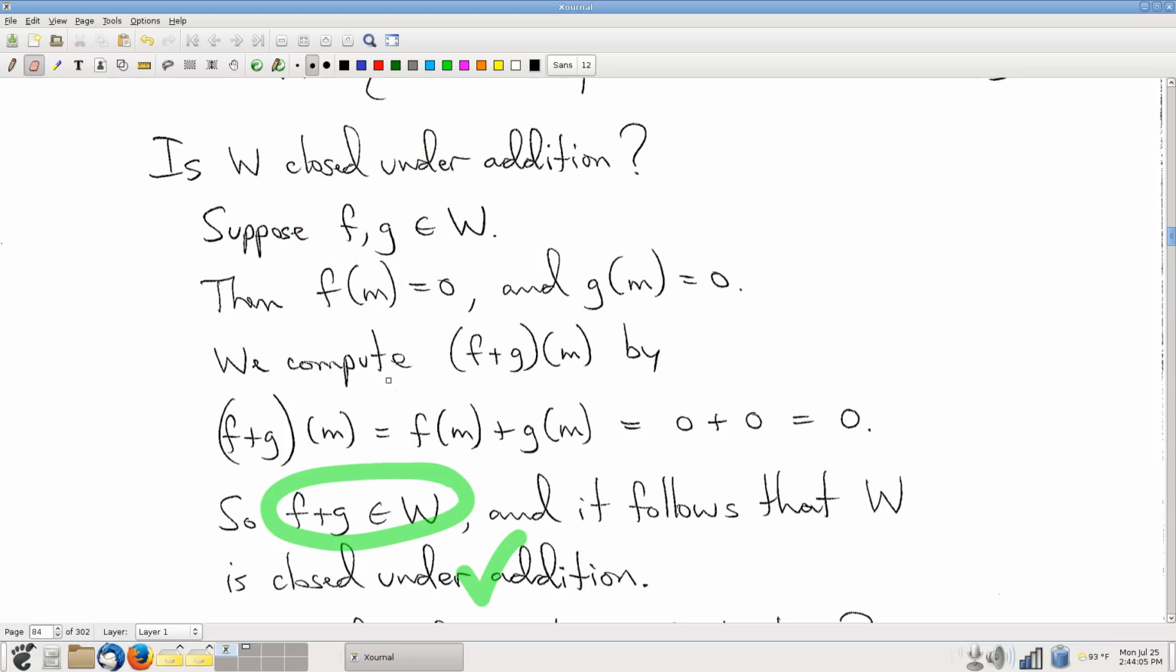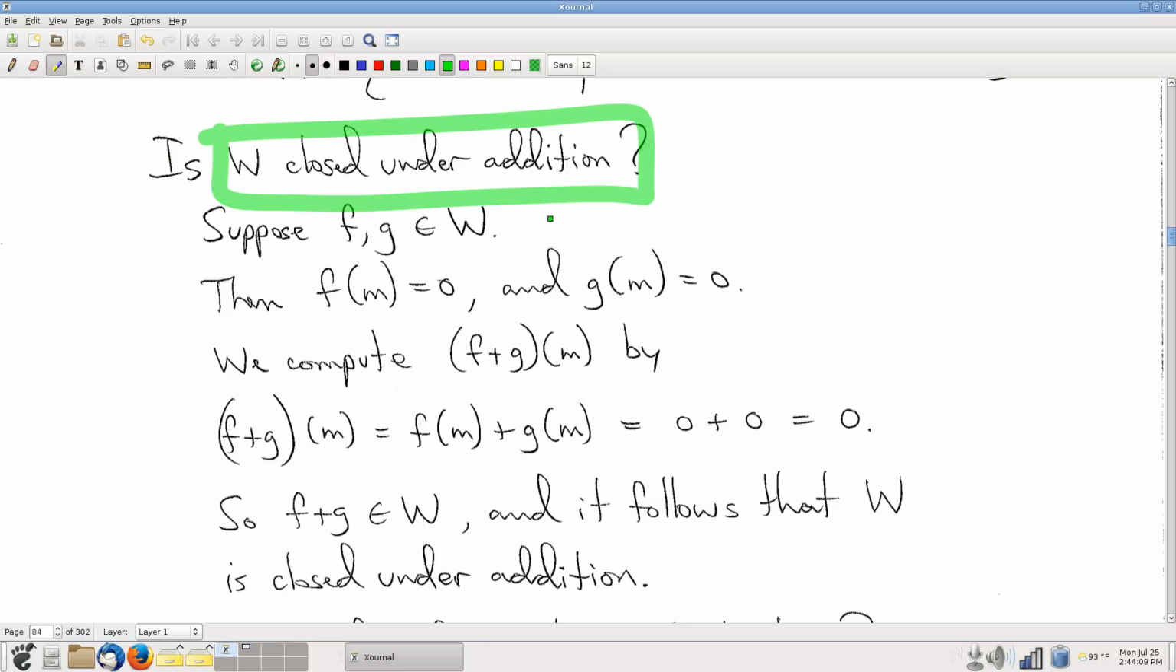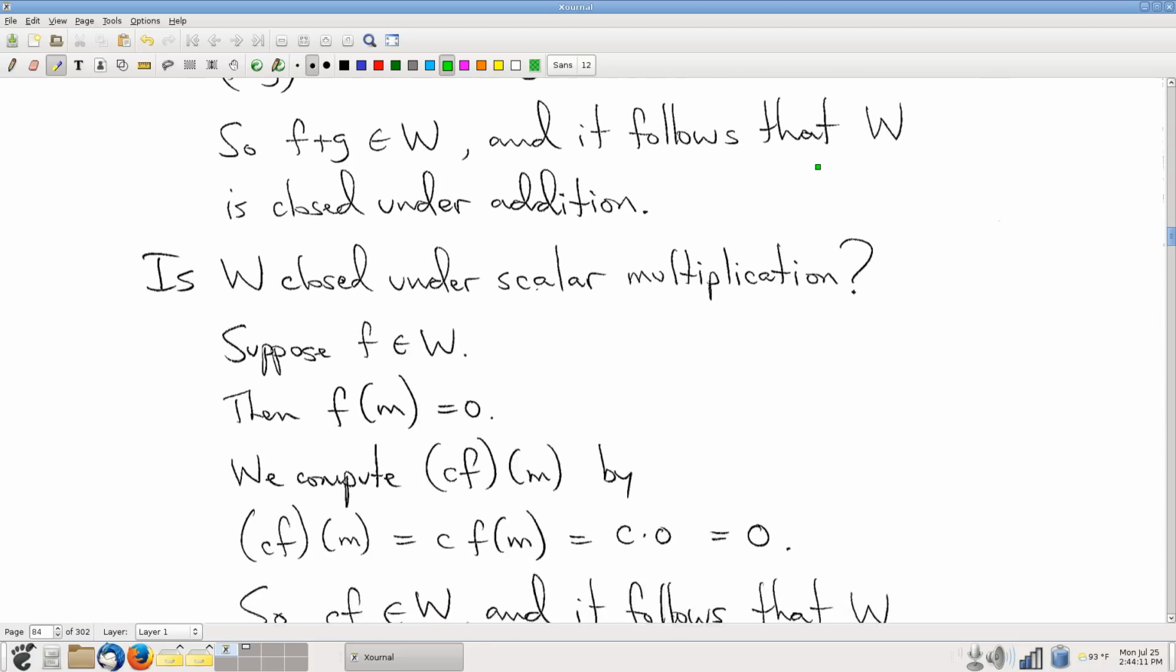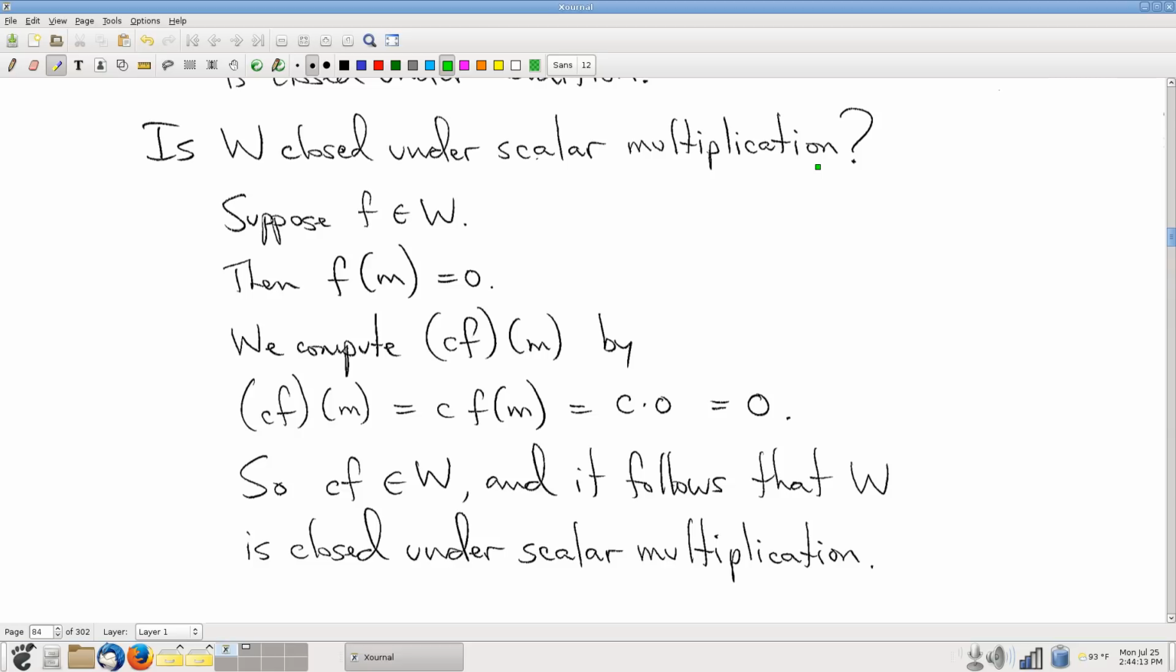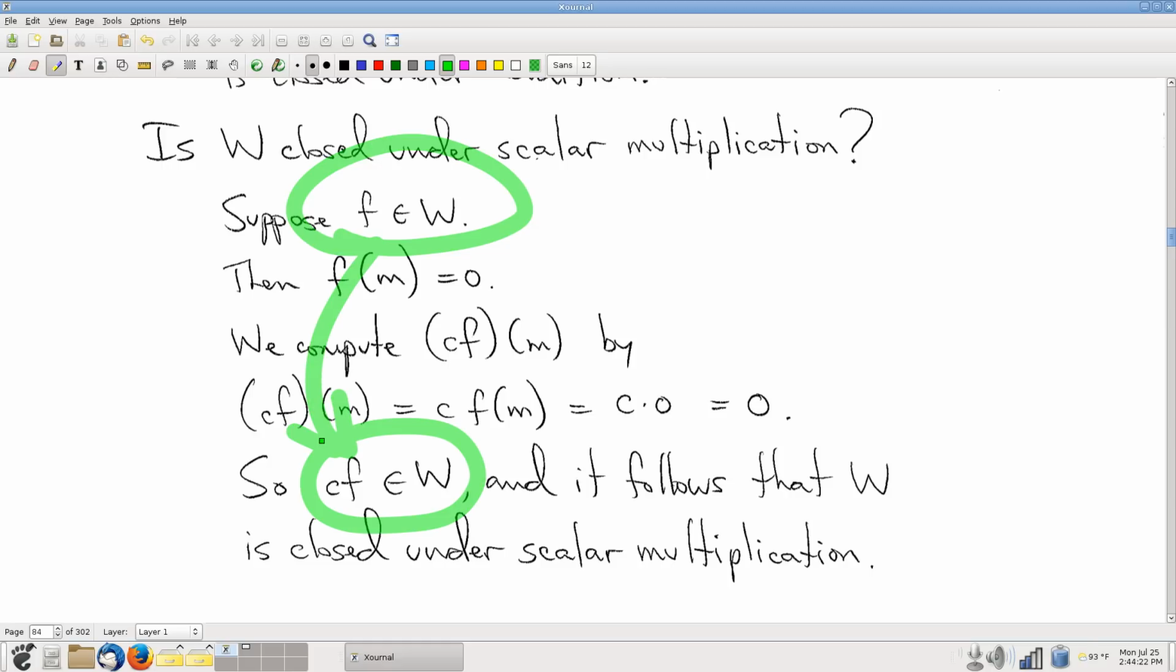Okay. All right, so we're halfway there. We've checked that W is closed under addition. Next question, is it closed under scalar multiplication? Well, we're going to go through a very similar process. We're going to assume that we have a vector in W, and we're going to try to show, hopefully, that a scalar multiple of it must also be in W.